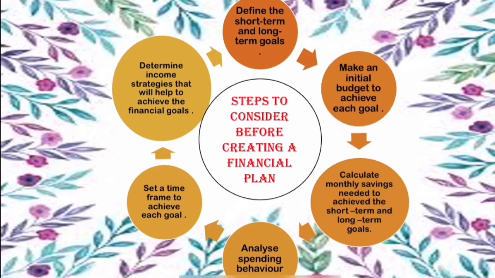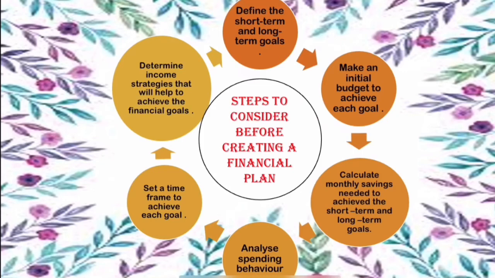Okay, finally, steps to consider before creating a financial plan. Altogether, how many steps? 1, 2, 3, 4, 5, 6. So we start from the first one. In order to create a financial plan, you have to define the short-term and long-term goals. Then after that, you have to make an initial budget to achieve each goal. Next, we need to calculate our monthly saving in order to achieve our short-term or long-term goals.